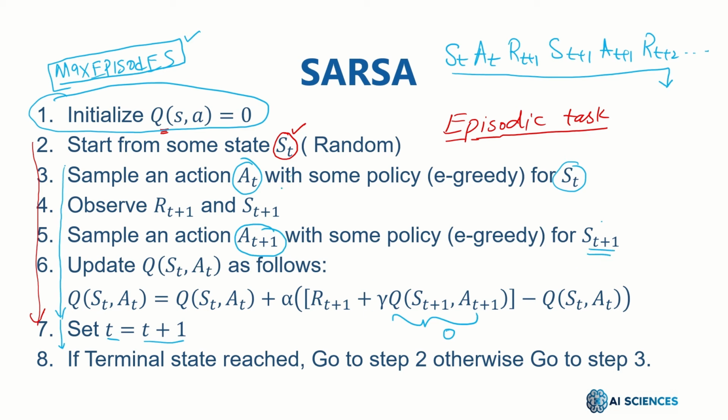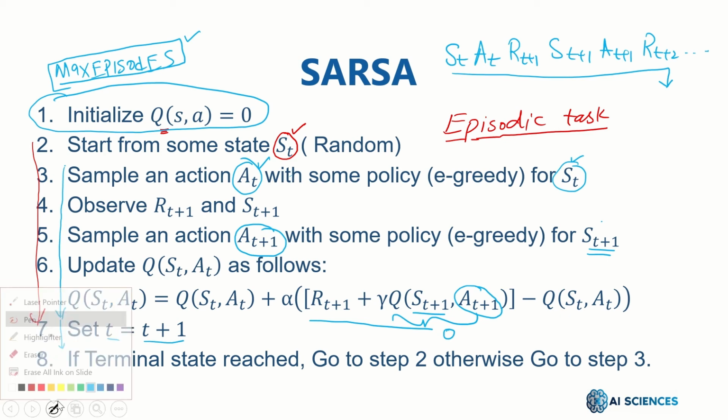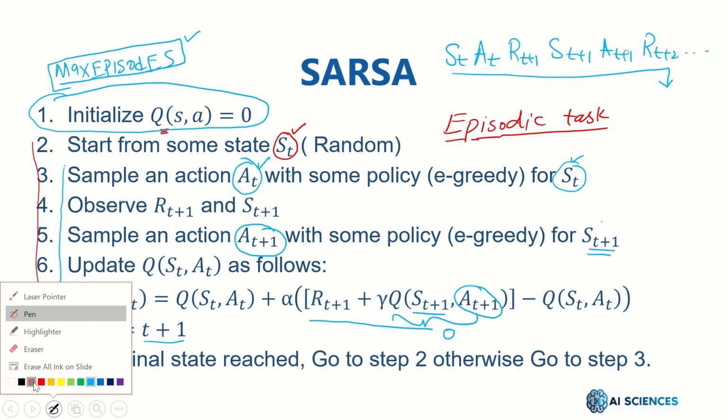Obviously, you have sampled an action at ST, but the estimate Q that you really are using for the target is for ST plus 1, and for ST plus 1 you sample an action AT plus 1. So that is your sampled action. The whole difference of SARSA and Q learning is the sampling of this action AT plus 1. So let me describe that in my next slide.